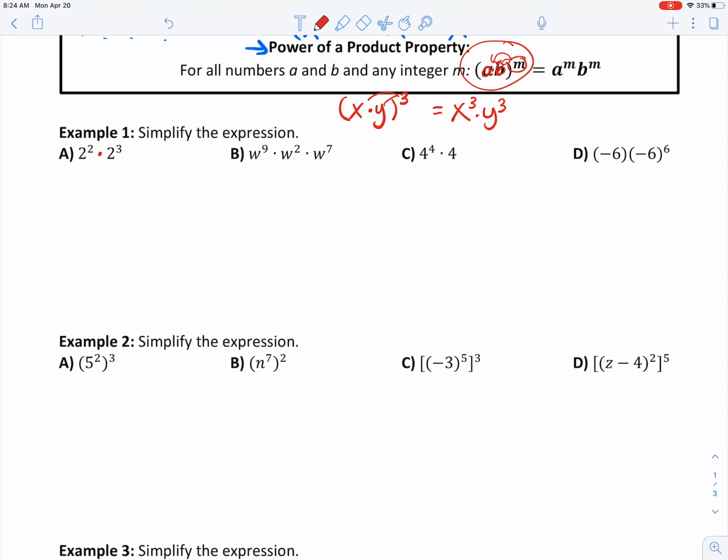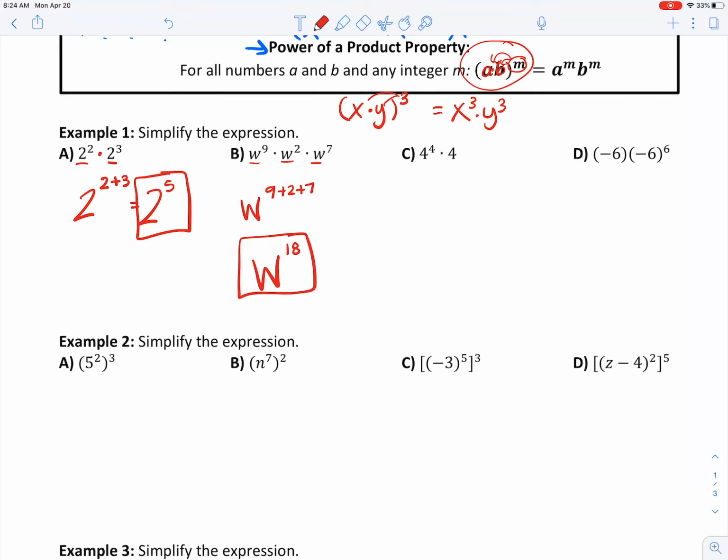It says simplify the expression. Right here I'm seeing that I am multiplying and these 2's are the same. That means I take the exponents and I add them. So this would be 2 to the 2 plus 3, which is 5. This would be 2 to the 5th power. Okay, the next one, it's the same thing. I am multiplying powers with the same base, so I add the exponents. So it's w to the 9 plus 2 plus 7, which if I add that together, would be w to the 18.